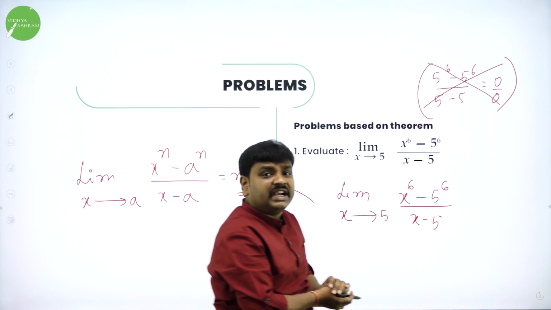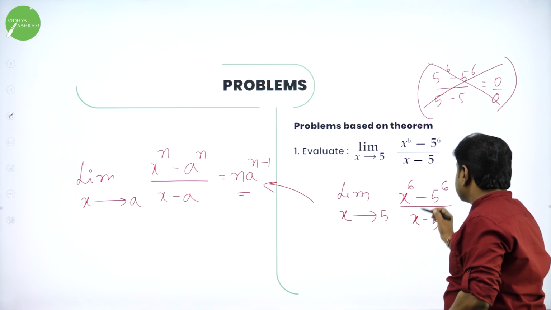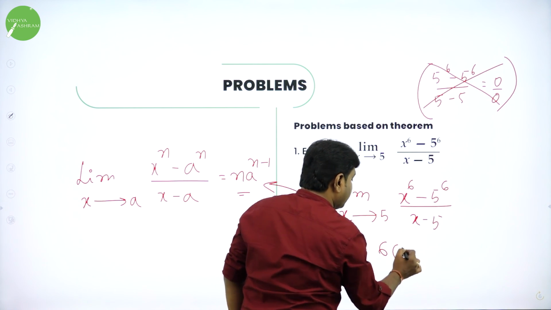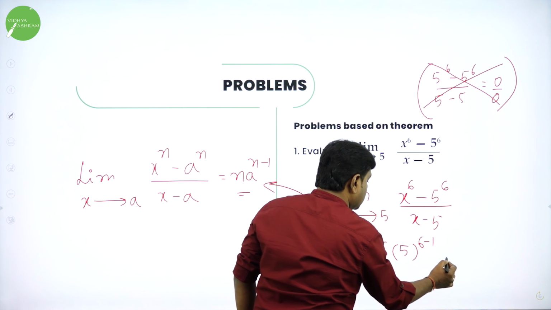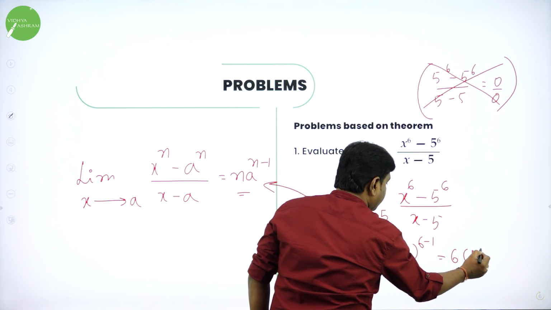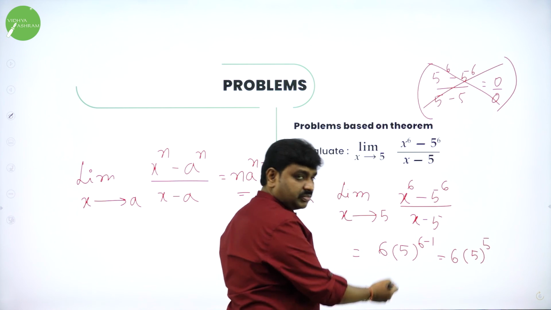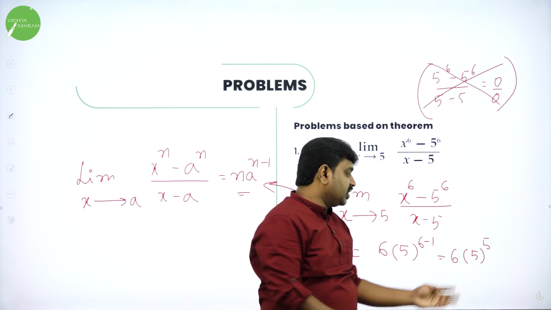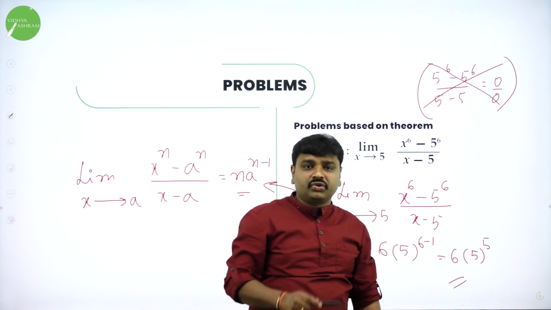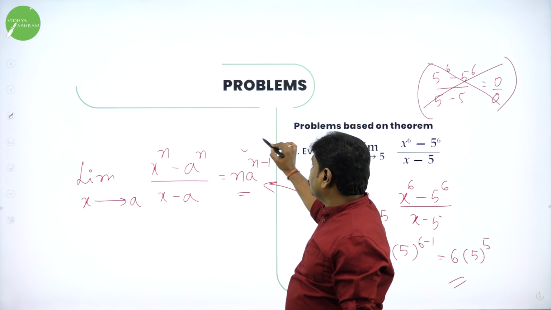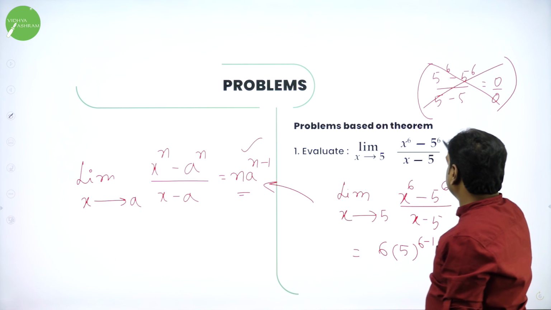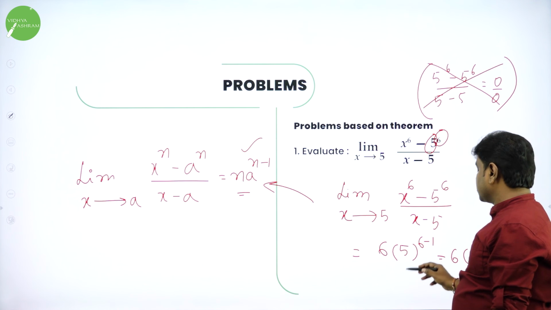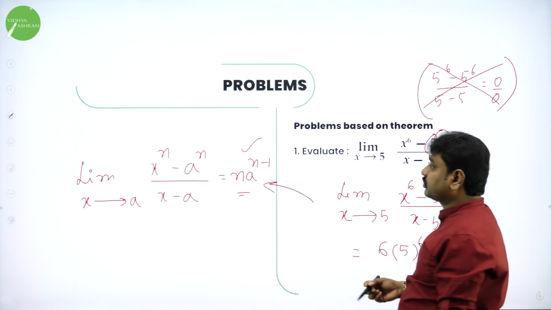What is the formula? n into a^(n minus 1). In this, what is n? n is 6. What is a? a is 5. So, 6 into 5^(6 minus 1), that is 6 into 5^5. This is the answer. Simplify this further: 6 into 5 into 5 into 5, 5 times you multiply, that is the answer. I hope all of you got it. In this problem, n is 6 and a is 5, so 6 into 5^5 is the answer.